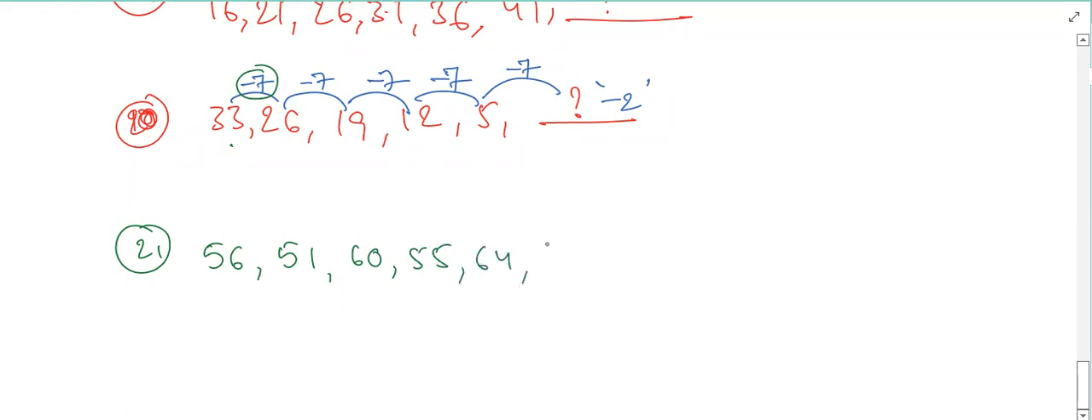64. Sir, minus 5 plus 9. Yes, and then 59 and then dash. So within the same question, there are two operations. Yes, sir. From here to here it is minus 5, but from here to here it is plus 9. 68.